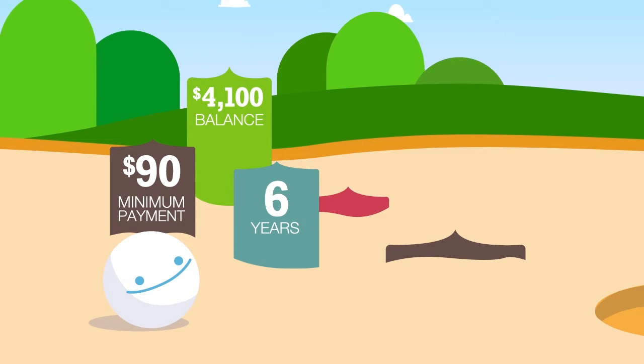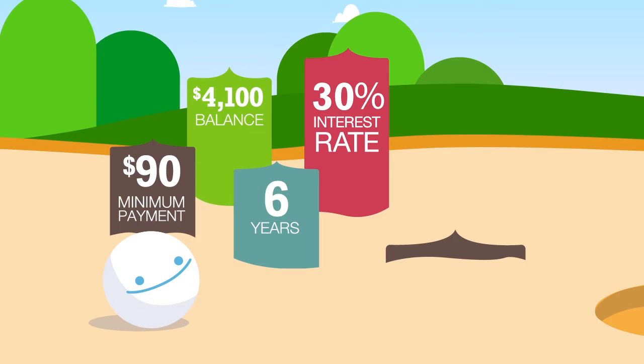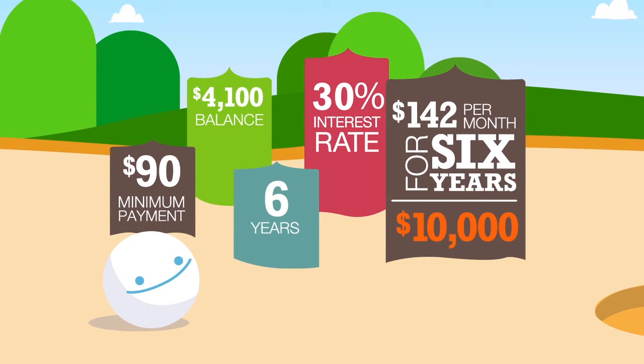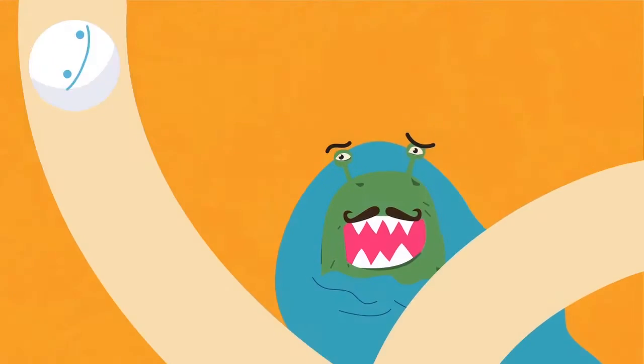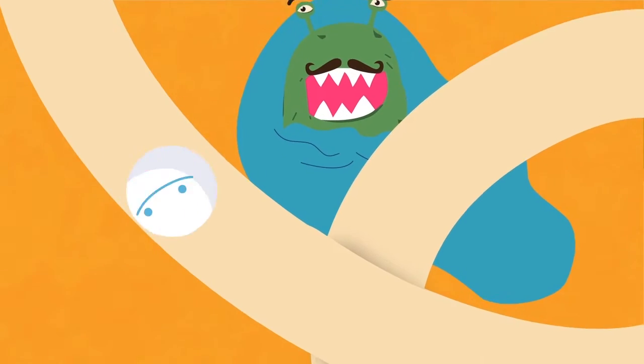And that's if your interest rate doesn't spike to 30% by missing a payment. If you're ever late on a payment and the interest rate goes up to 30%, you'll have to pay about $142 every month for almost 6 years, or close to $10,000 for a $4,100 balance. That's a pretty deep trap.